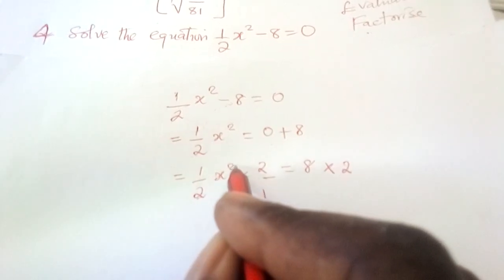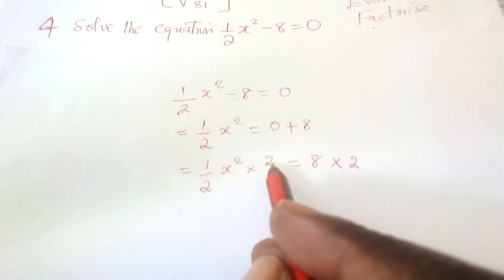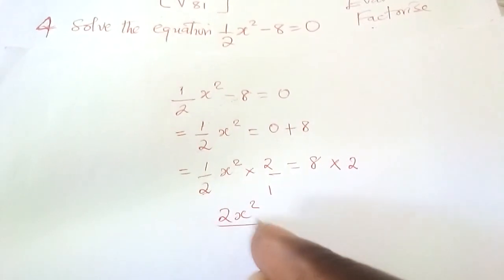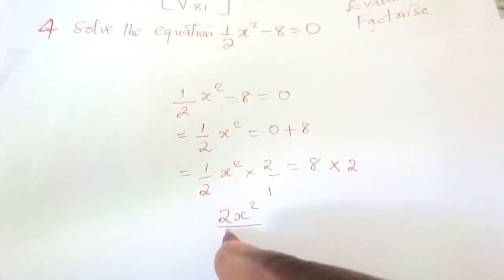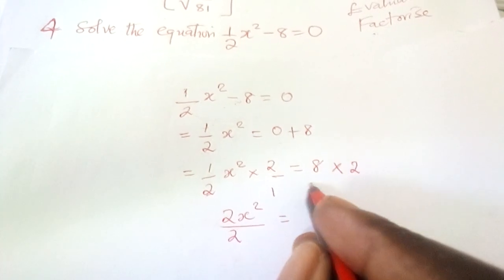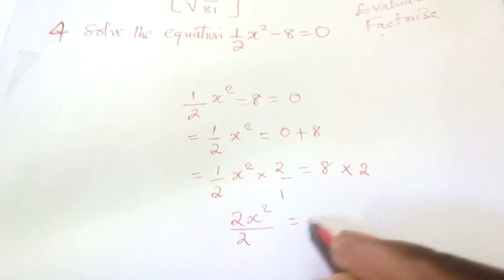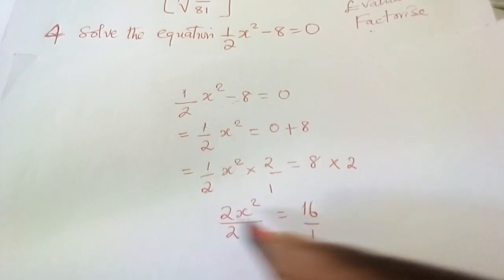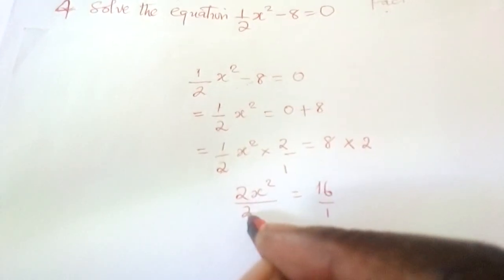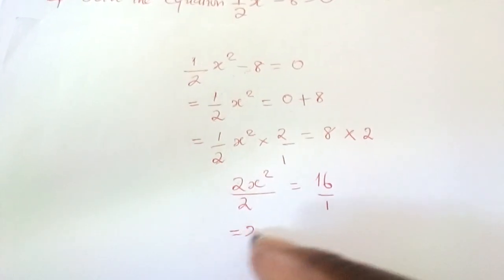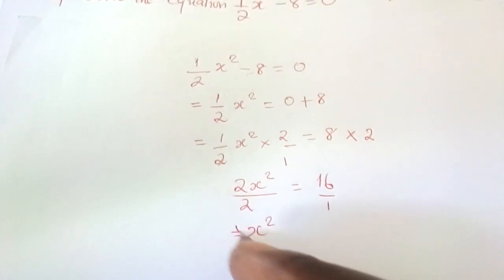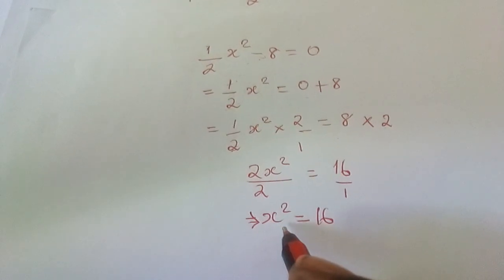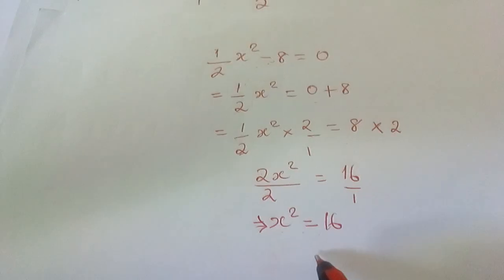So we have 1 times x squared, which is x squared, times 2, which will give us 2x squared, divided by 2 times 1, it gives us a 2, equals to 8 times 2, it gives us 16. So you know that 2 into 2 goes in one time. Then now we have x squared equals to 16.